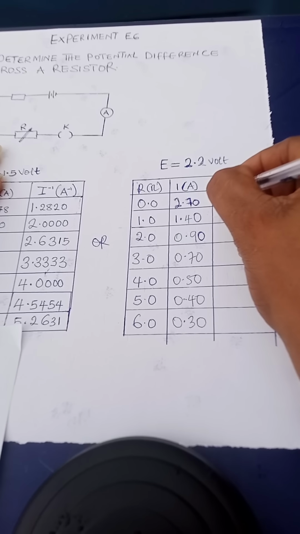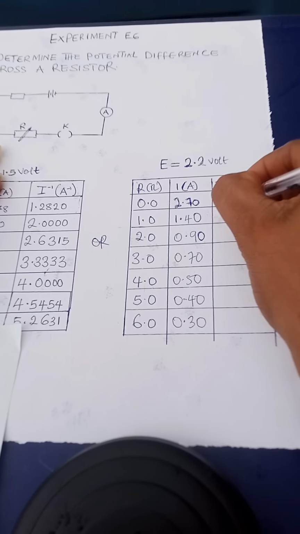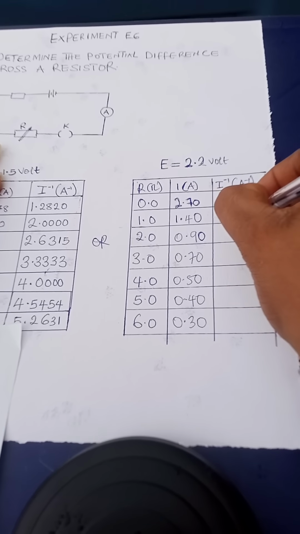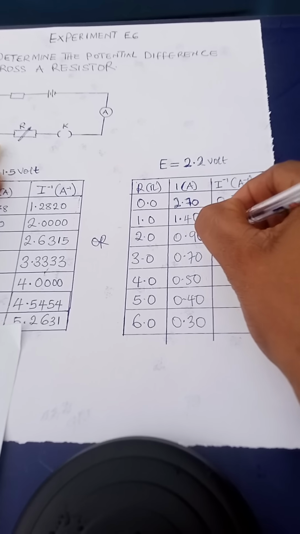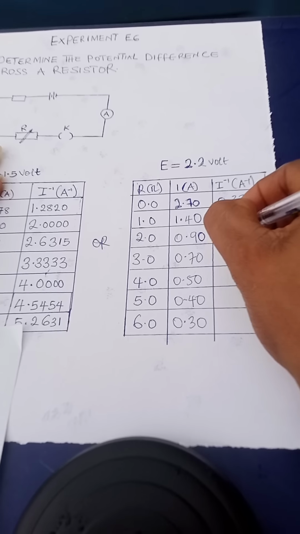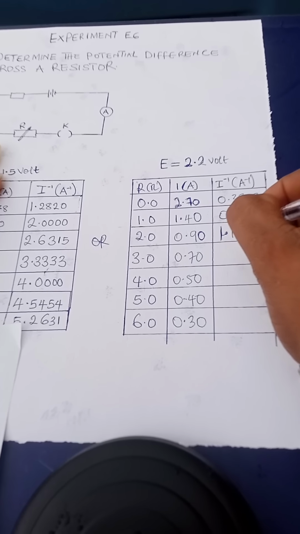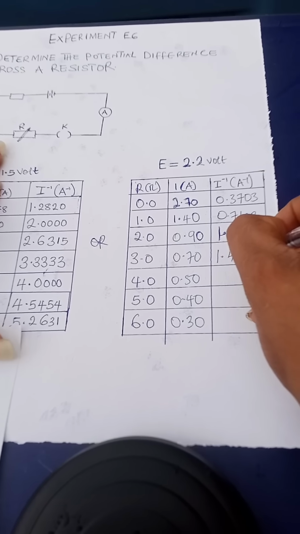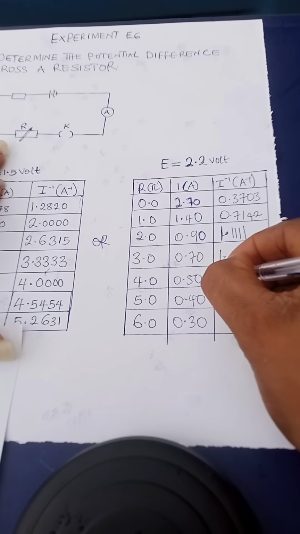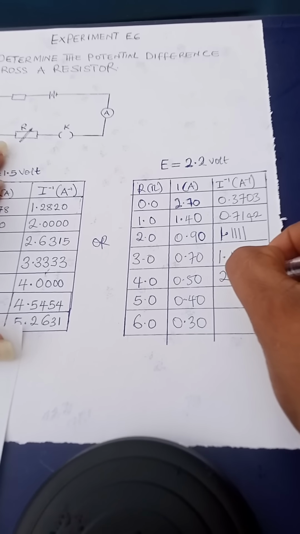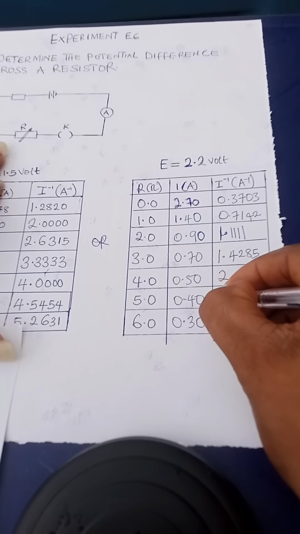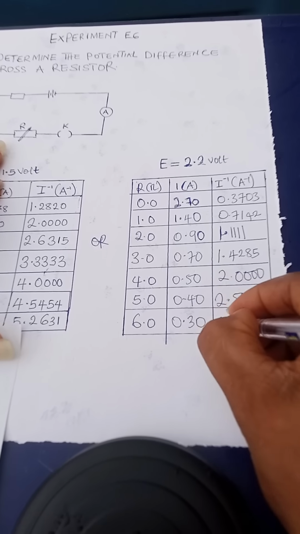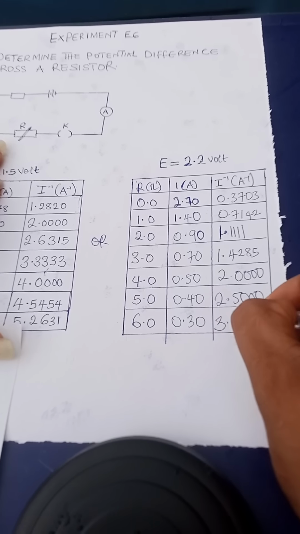So here, if I want to get this one, it is 0.3703, then 0.7142. This one will give me 1.111. This one will give me 1.4285. One over this will give me 2.0000. This will give me 2.5000. And lastly, this will give me 3.3333.